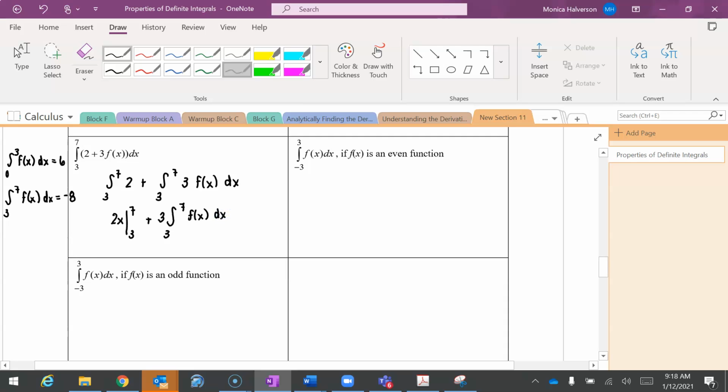So here we would be doing 2 times 7 minus 2 times 3 plus 3 times negative 8. And this once again is the fundamental theorem of calculus, and this is just using our properties. And we would get negative 16 as our answer.